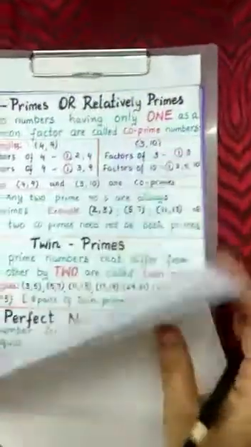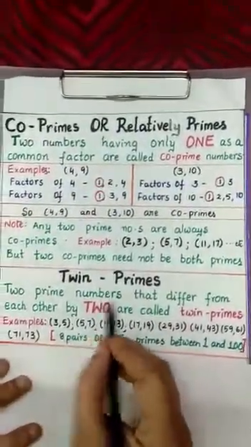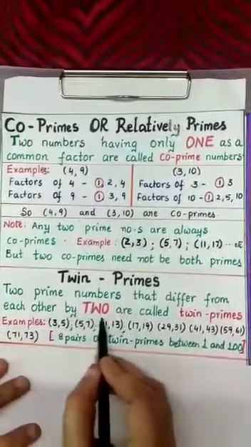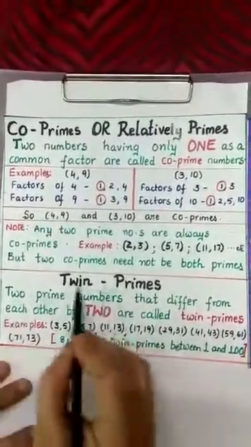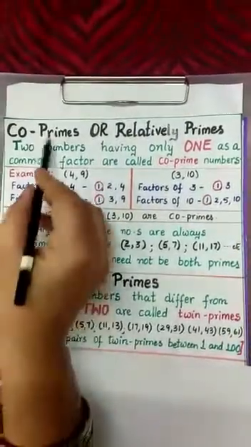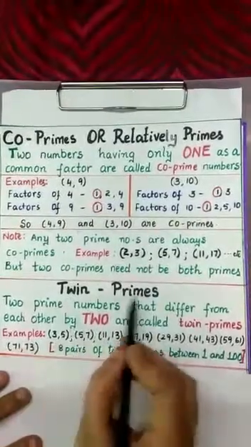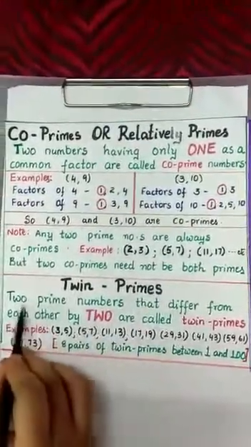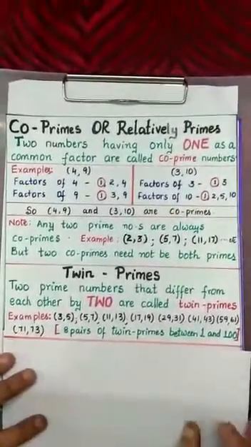Now come to another important concept: twin primes. Two prime numbers that differ from each other by 2 are called twin primes. So twin means 2. You have to take two prime numbers. Co-primes means any two numbers you can take, but in the case of twin primes, you have to take two prime numbers whose difference is 2.